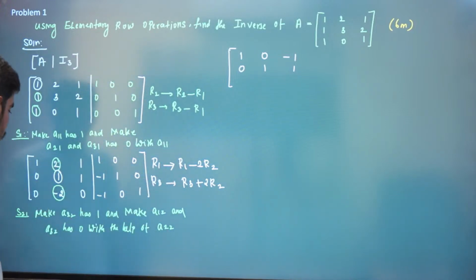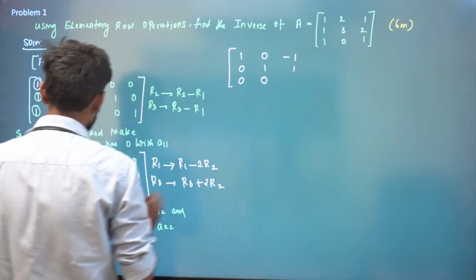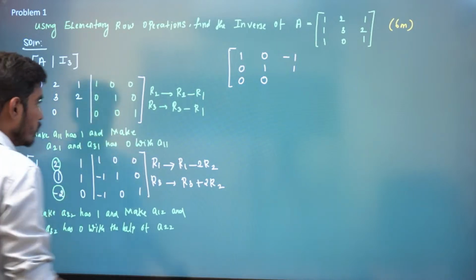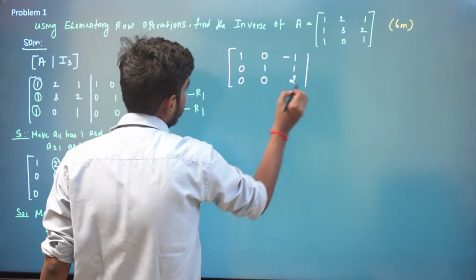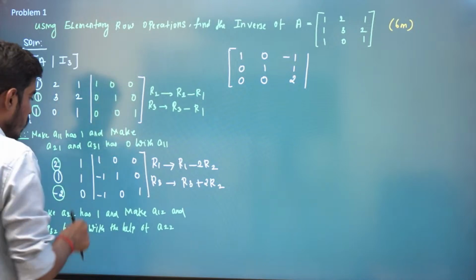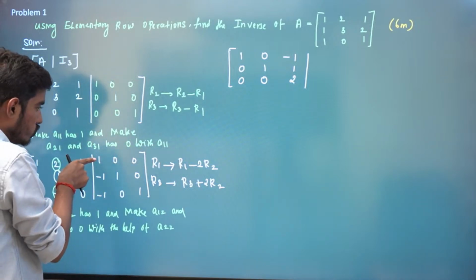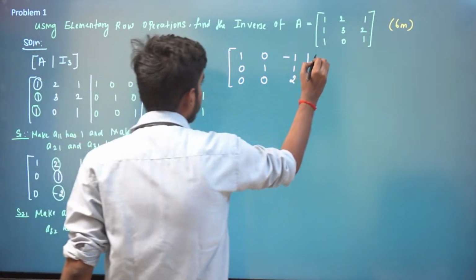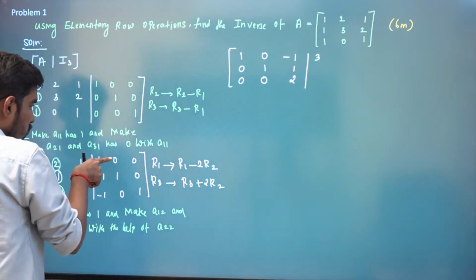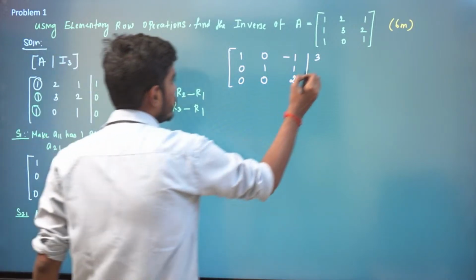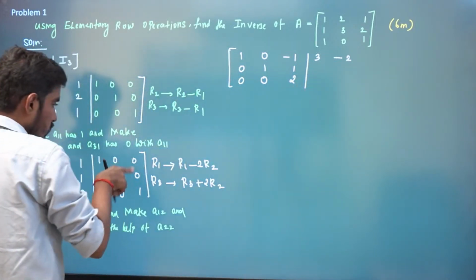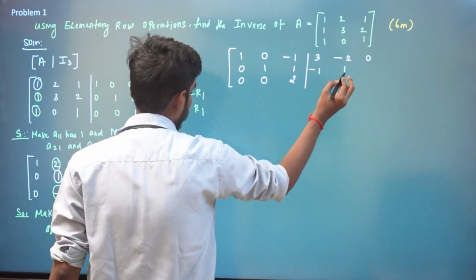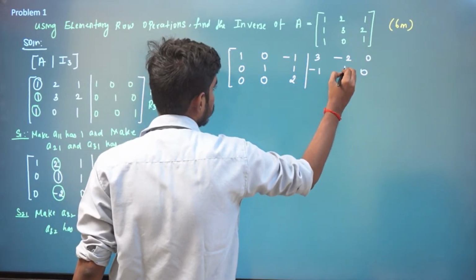So you multiply 2 and then you add. So it will be 2. Right? Now you apply the same operation here also. R1 minus 2 times R2. So 1 minus 2 times minus 1, so 1 plus 2, it will be 3. 0 minus 2 times 1, which is minus 2. 0 minus 2 times 0 is 0. R2 will remain as it is. Minus 1, 1, 0. Right?